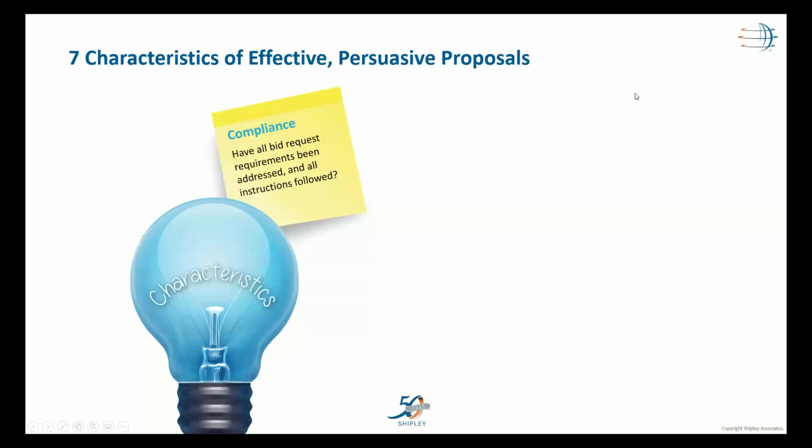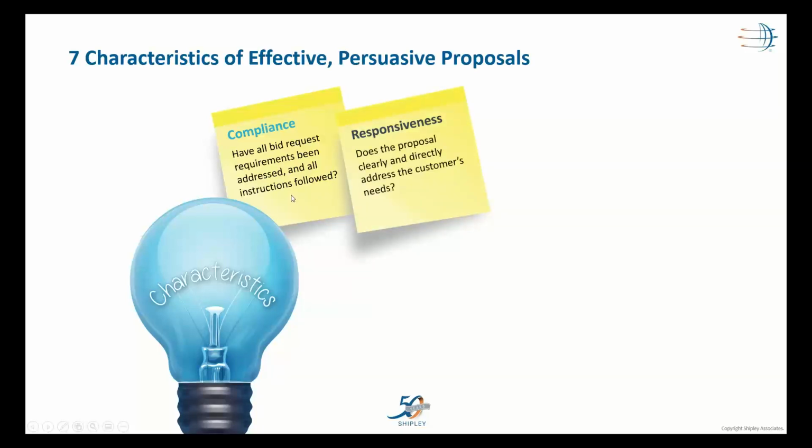Those of you that have joined other Shipley webinars have heard us mention these before. We've tried to narrow down what really makes a winning, quality proposal, and there are really 7 common characteristics. Most of you have probably heard these before. Bottom line is compliance. We have to meet all the bid request requirements and answer them. Responsiveness is taking compliance to the next level. How do we actually address customers' issues, needs, and hot buttons that may not be in any solicitation document?